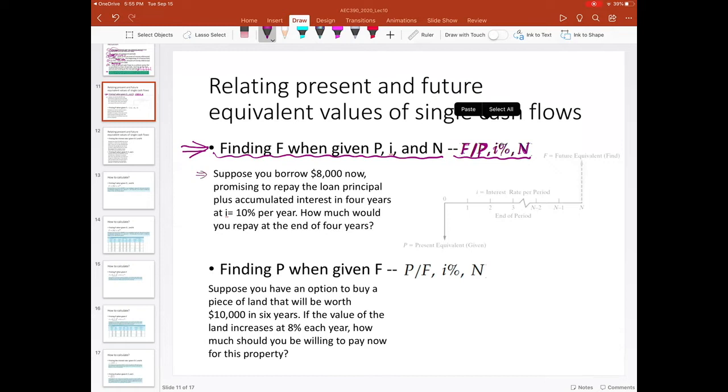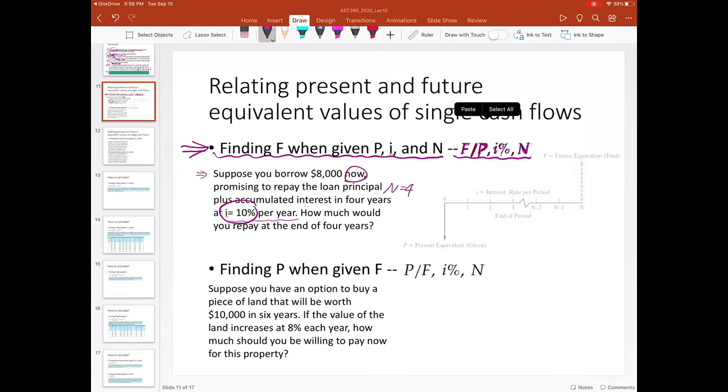Okay, now let's take a look at the real case. So, what is under this scenario? Suppose you borrow 8,000 now, that's a present value, and promise to repay the loan principal plus accumulated interest in 4 years, and the interest will be calculated every year. The rate is 10%. So N is given as 4 and I is given as 10%. Then your question could be, how much would you repay at the end of the 4th year?